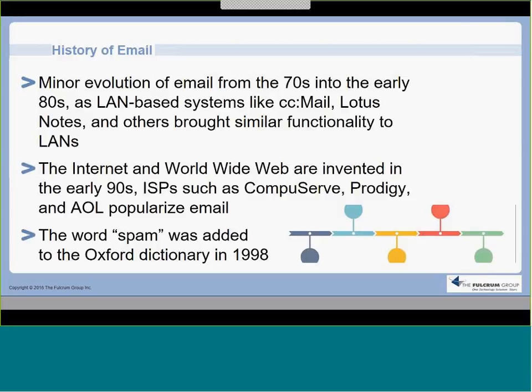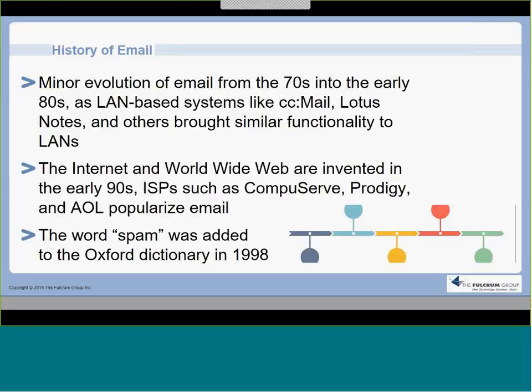The 80s brought personal computers and local area networks to the front. LAN mail systems such as cc:Mail and Lotus Notes were introduced. However, these systems were proprietary and couldn't send email from one system to another. When the 90s rolled around, the Internet and the World Wide Web were invented, and internet-based email systems from providers such as CompuServe and AOL caused email to take off with consumers.